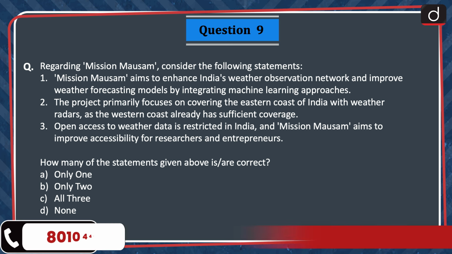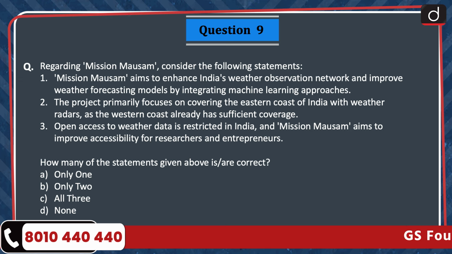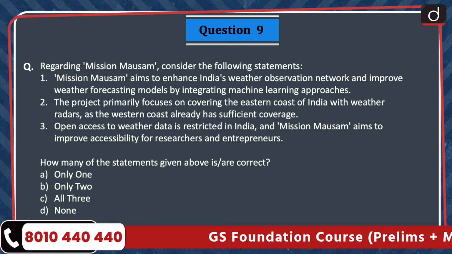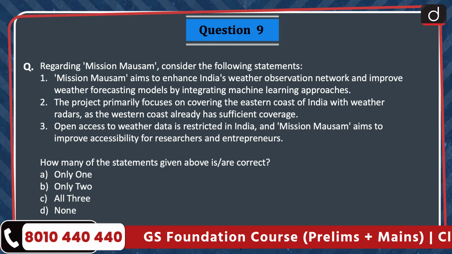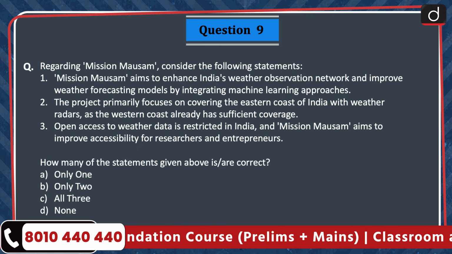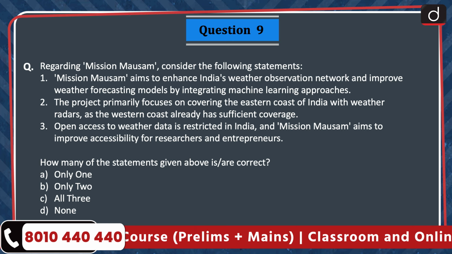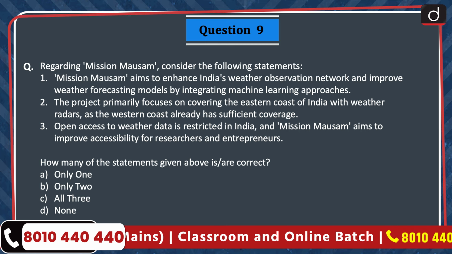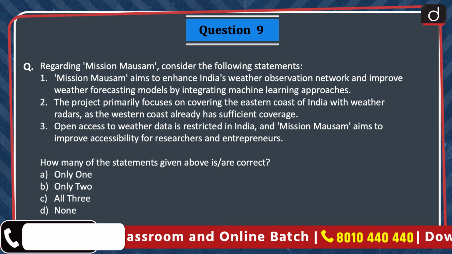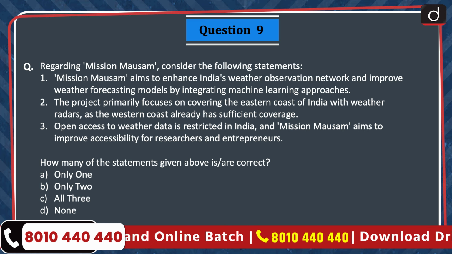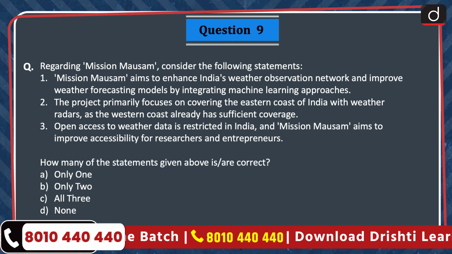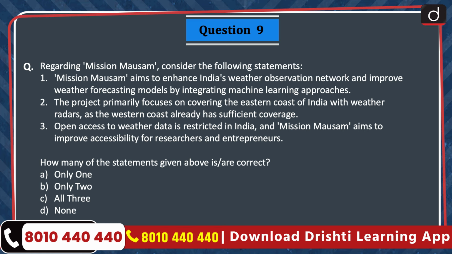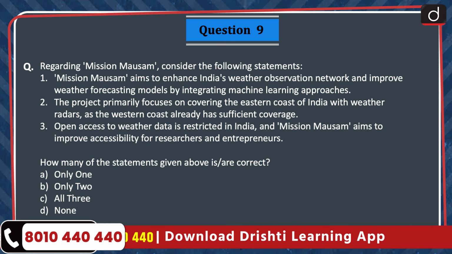Next question, regarding Mission Mausam, consider the following statements. 1. Mission Mausam aims to enhance India's weather observation network and improve weather forecasting models by integrating machine learning approaches. 2. The project primarily focuses on covering the eastern coast of India with weather radars, as the western coast already has sufficient coverage. 3. Open access to weather data is restricted in India and Mission Mausam aims to improve accessibility for researchers and entrepreneurs. How many of the statements given above are correct? Only one, only two, all three, or none?